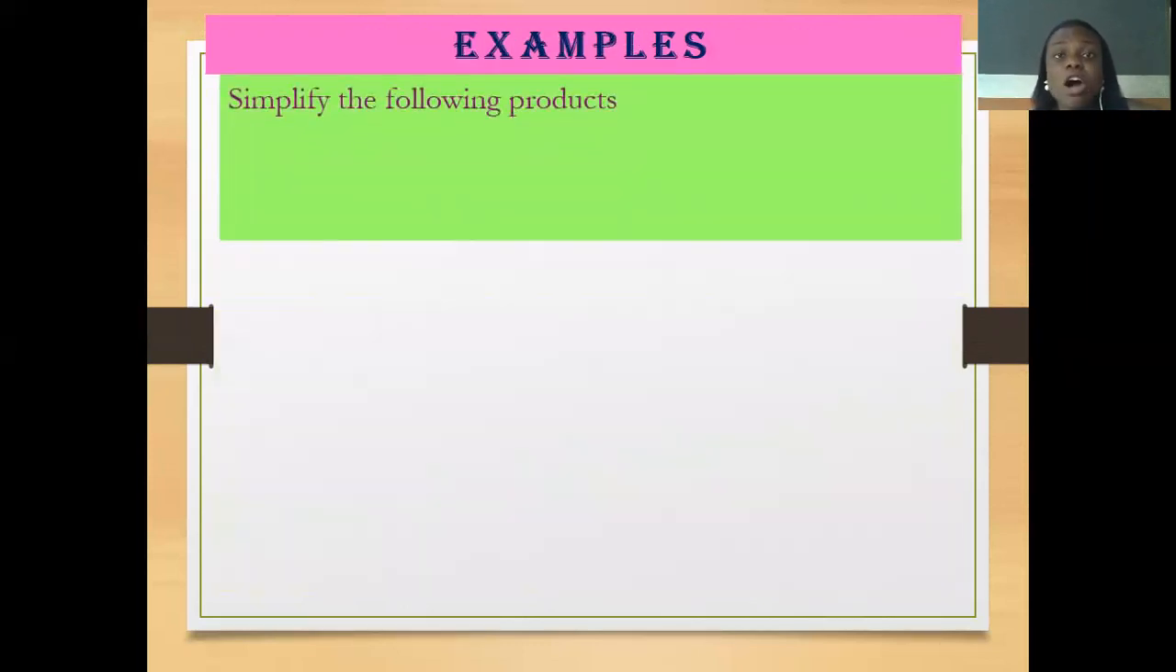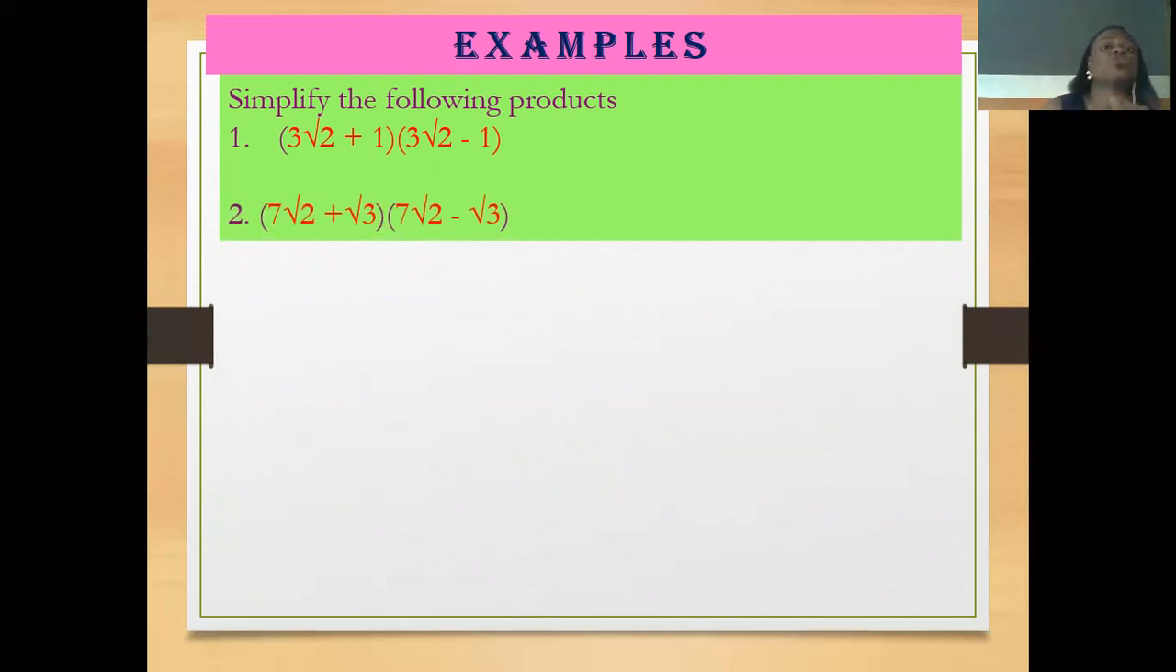So let's look at an example of how these conjugate surds can be applied to make your work easier. Number 1: 3 root 2 plus 1 into 3 root 2 minus 1. Number 2: 7 root 2 plus root 3 into 7 root 2 minus root 3.